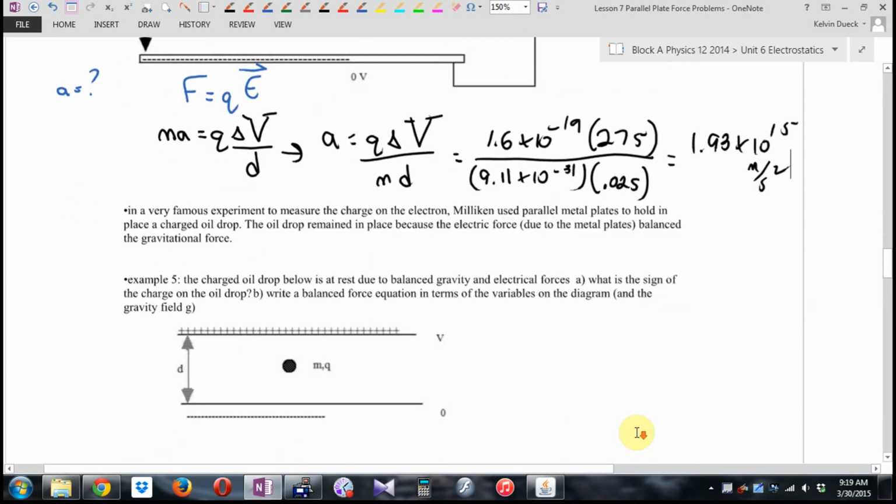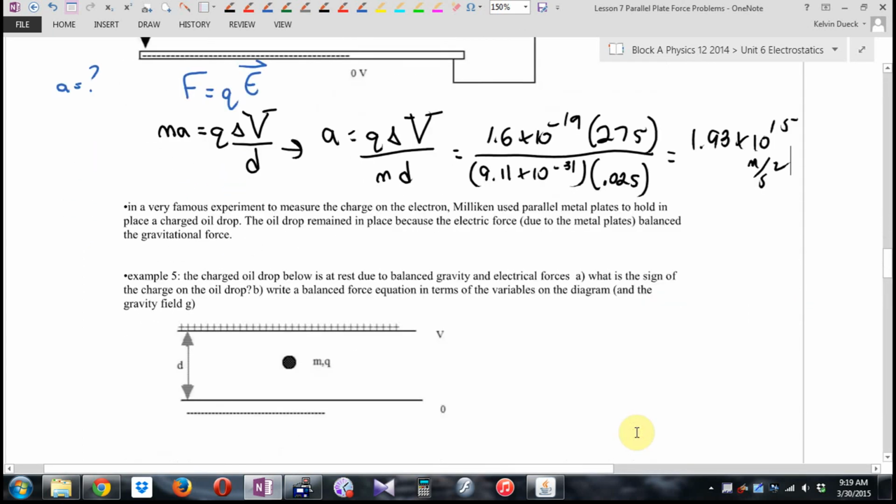In a very, very famous experiment to measure the charge on an electron, Millikan used parallel metal plates to hold in place a charged oil drop. He had gravity pulling it down. He knew the mass. He had electric force pushing it up. And because he had an equilibrium situation, he said, I can finally solve for Q.